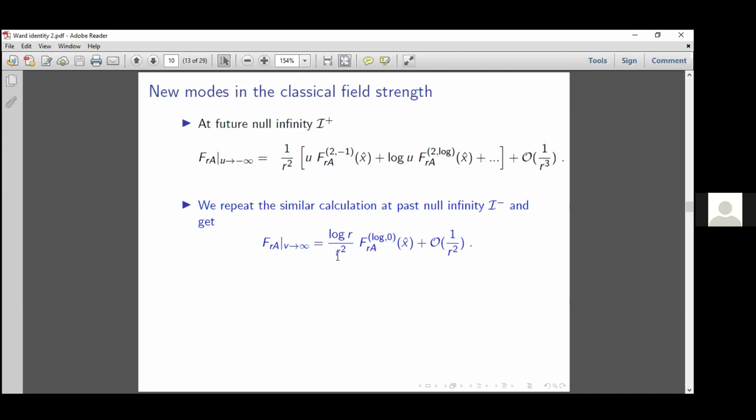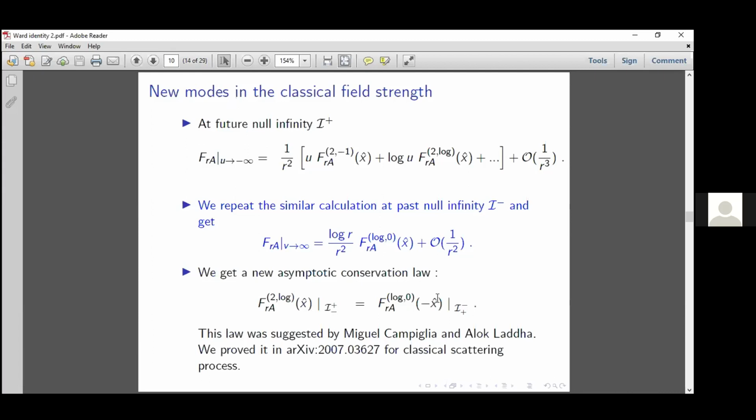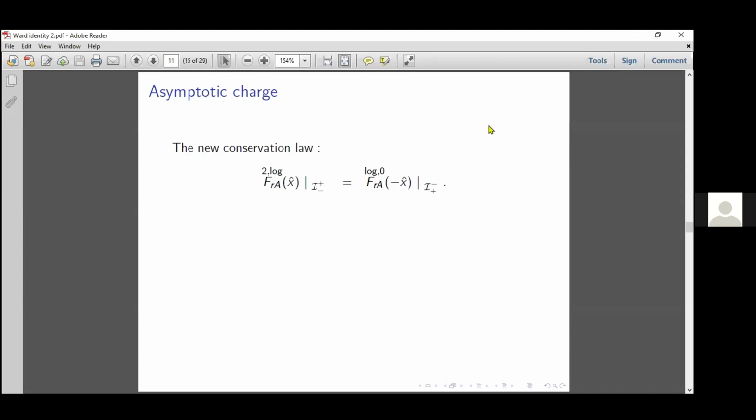Similarly, at past null infinity, there is a log r mode, and these logarithmic modes are related to the long range interactions present between the scattering particles. And we show that these modes obey an asymptotic conservation law of this form. Okay, so this is a new asymptotic conservation law that we derived. Now the next step is to relate this charge to the log omega soft photon theorem that we described earlier.